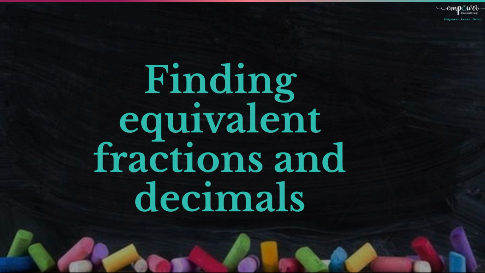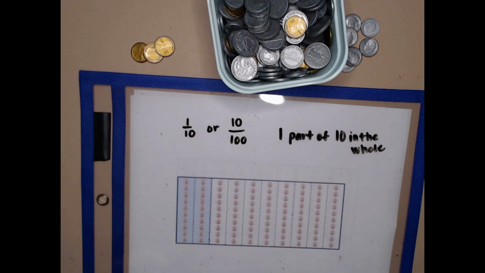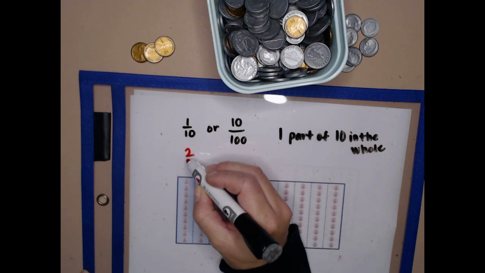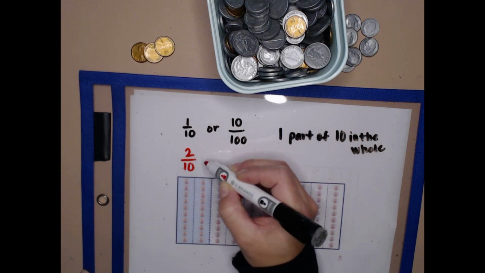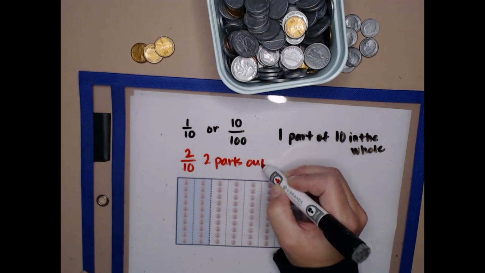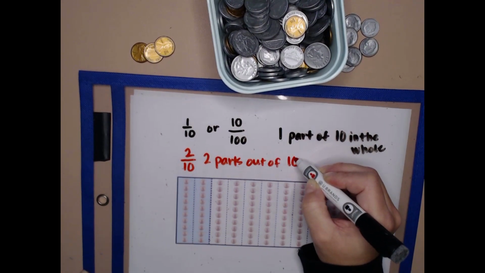Now that we know tenths, hundredths, and thousandths, let's see what happens when we put some together and how we can find equivalent fractions and decimals. Let's look at what changed. Now I have 2/10 covered in. So I would say it is 2/10, 2 parts out of 10.